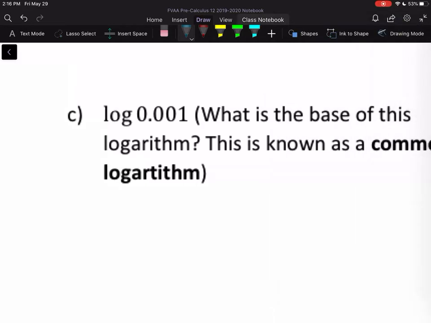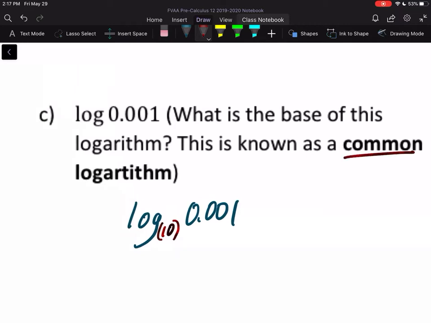And what that means is that this is actually logarithm of base 10 of 0.001, okay? But this is unnecessary because it is the common logarithm. It's oftentimes omitted in the notation, all right? So just so you know, the common logarithm is log base 10 of C is equal to B. All right, that's what they're dealing with there.